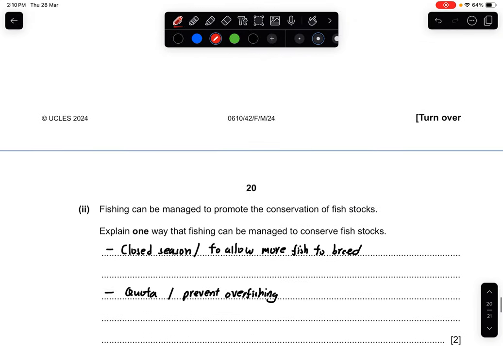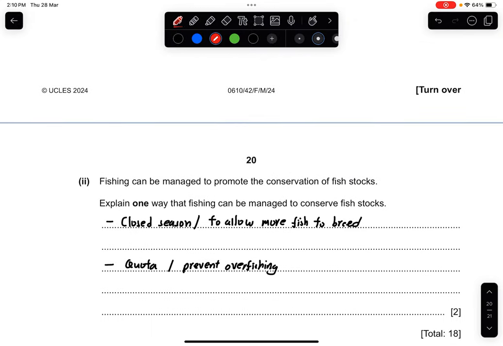Okay. Last part, fishing can be managed to promote conservation of fish stocks. Explain one way. Okay, very simple. I just pick two randomly. You can say close season to stop that fishing. Why? It is to allow more fish to breed in that area. Second one, quota. With a quota, you can prevent overfishing. What's another one? Very common, education. Education encourages people not to overfish.